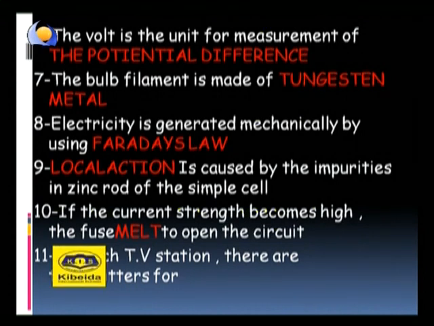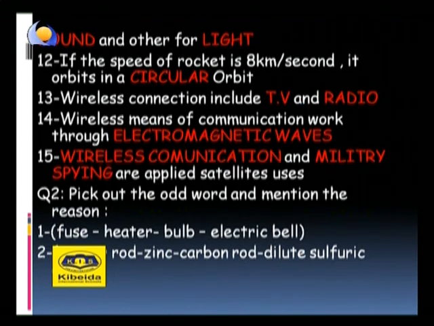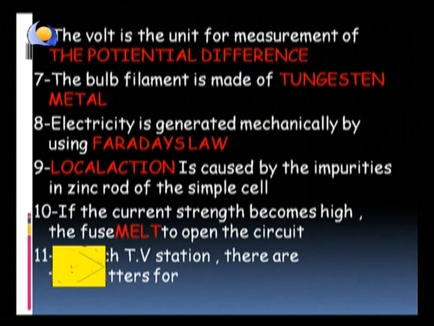Number 11, in each TV station, there is a transmitter for sound and another for light. TV is composed of a transmitter and a receiver. There are two transmitters, not just one. Why? Because on TV, we can see the light, what we call image, and we can hear the sound.